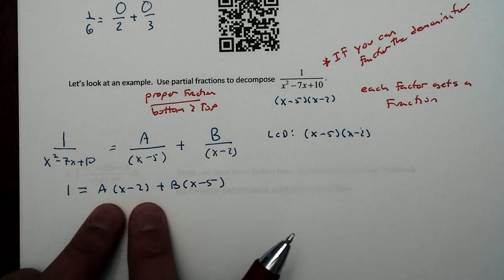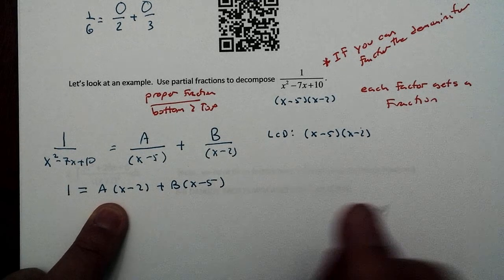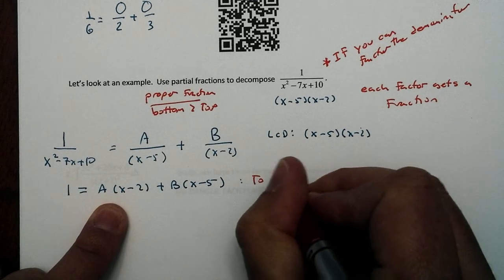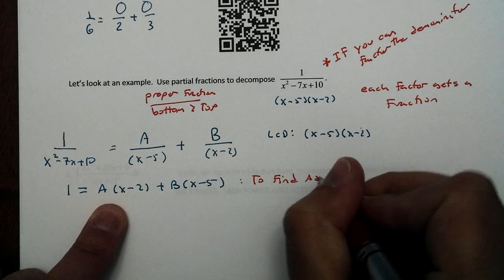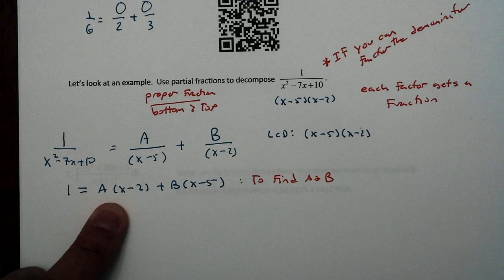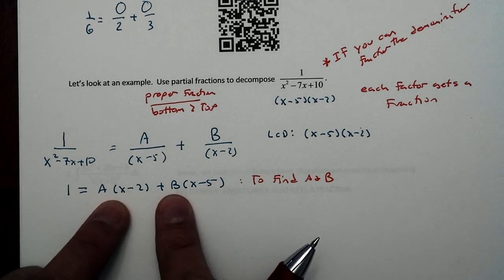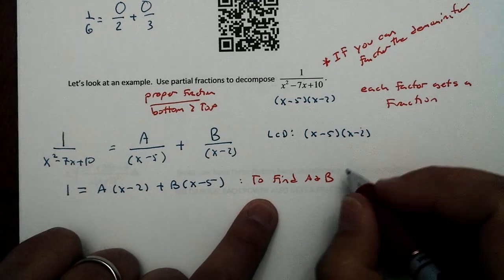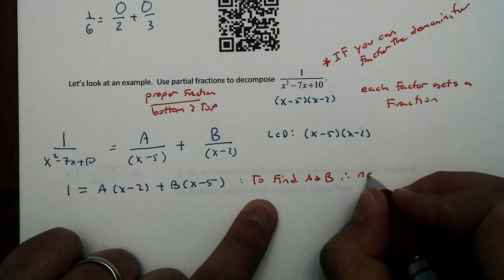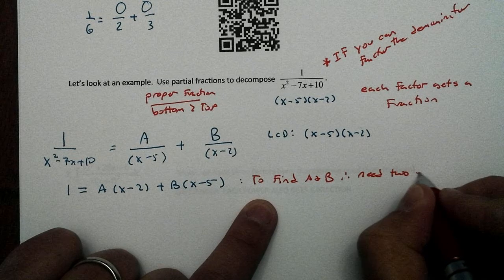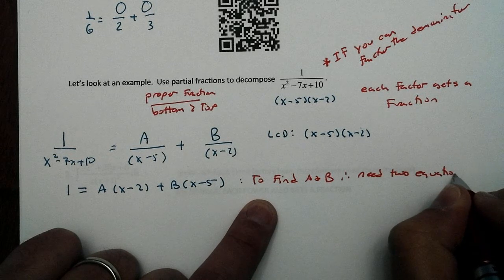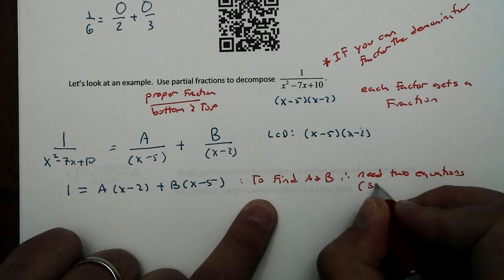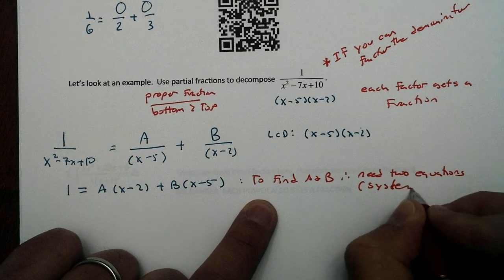Next, we want to find A and B. So, to find A and B, we need to create a system of equations. I have two variables I want to find, so I need two equations. And you write that this is a system. We're going to create a system of equations right here.